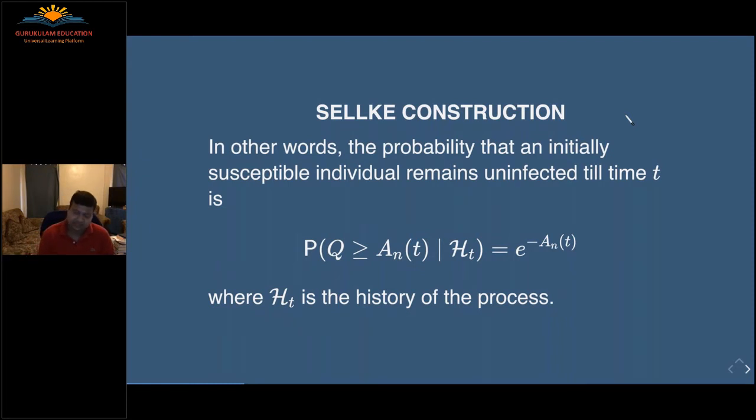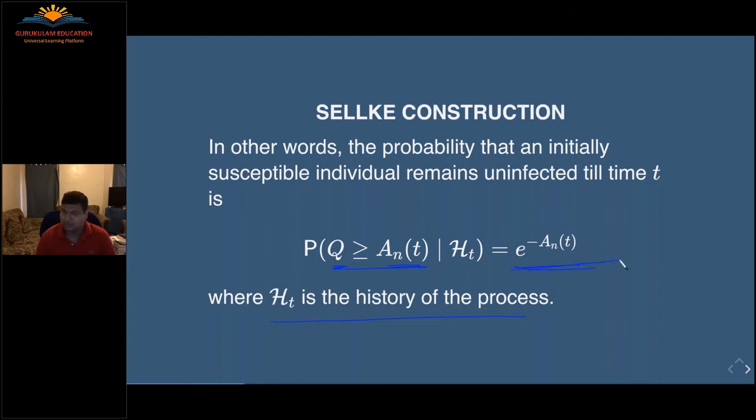It says the probability that an initially susceptible individual will remain susceptible, or remain uninfected, till time t is given by this quantity, of course conditional on the history of the process. The probability that you will remain uninfected is the same as the probability that my cumulative infection pressure does not exceed my threshold, which is to say my threshold is still larger than the infection pressure. That's given by just e to the power minus the cumulative infection pressure.